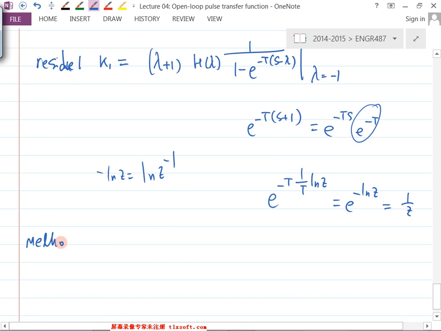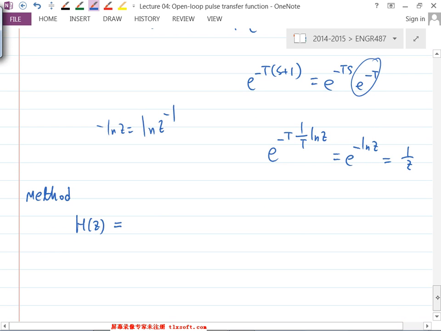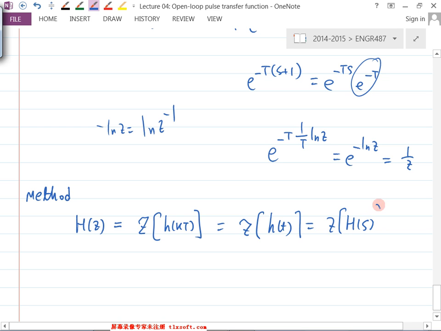The second approach is to use a table again, the Z-transform table. Remember when I taught the Z-transform, I said, where does the Z-transform come from? It's from a sequence of numbers. I can also write that it's from the time function, and I can also write that it's from its corresponding Laplace transform.